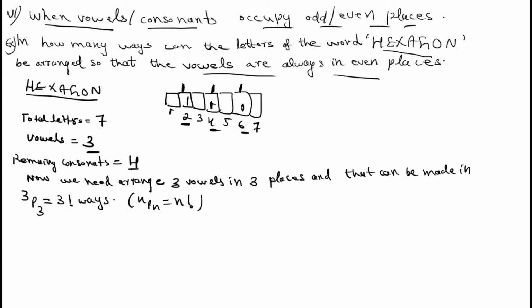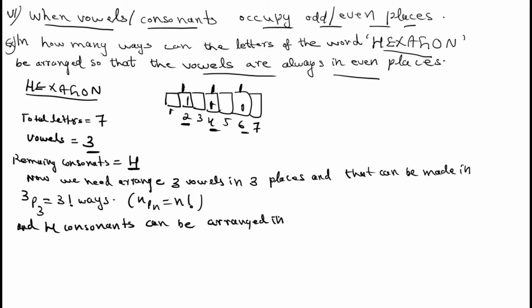nPn is equal to n factorial, that is the formula. So 3P3 is equal to 3 factorial ways. Then how many consonants remain? 4 consonants are there. And the 4 consonants can be arranged in how many ways? N objects are there, which means you can arrange them in n factorial ways.